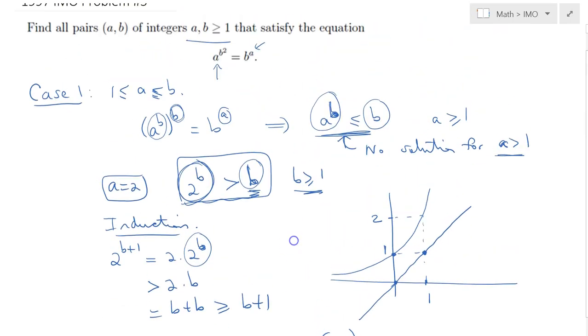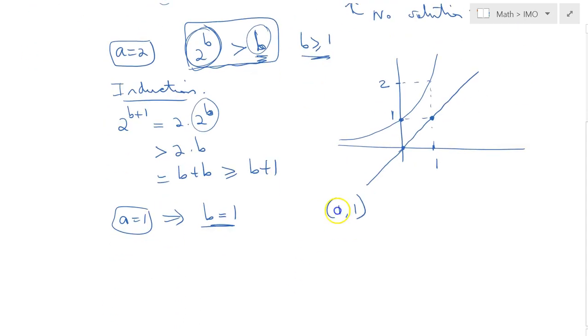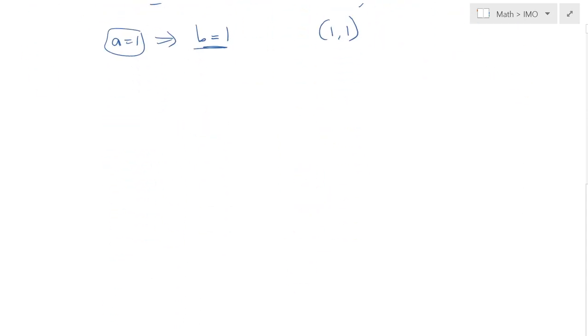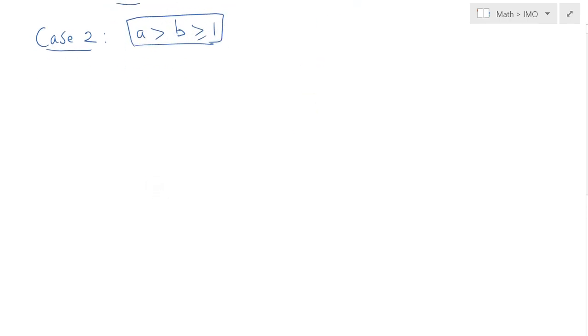Now for the rest of the problem, or we can call it case 2, we will assume that a is strictly greater than b. So therefore case 2, a is strictly greater than b, which is greater than or equal to 1. So this is the main assumption that we will consider.